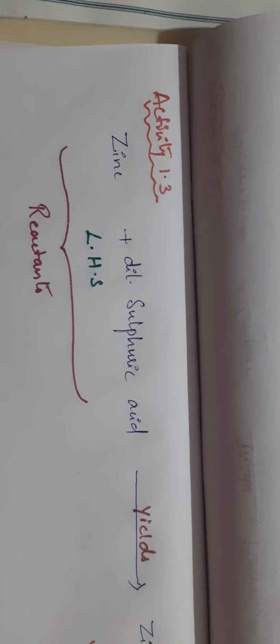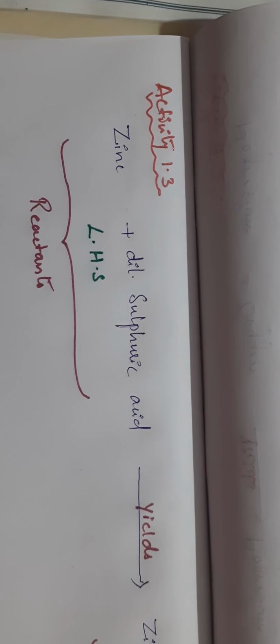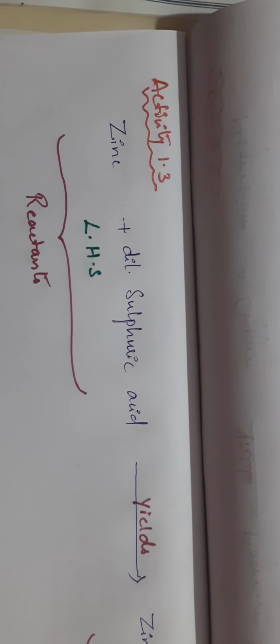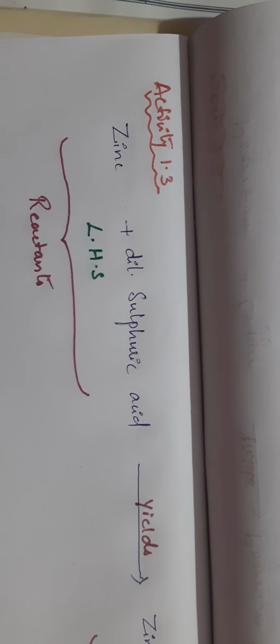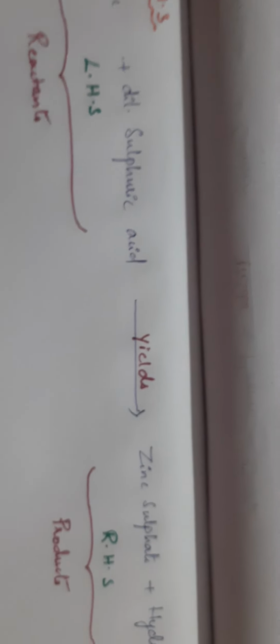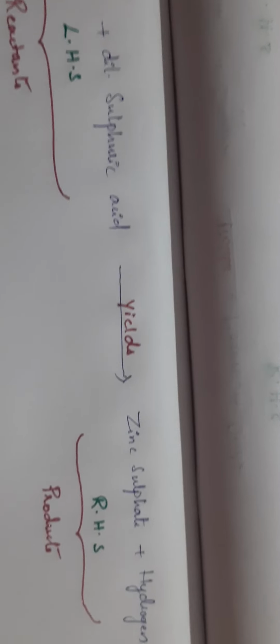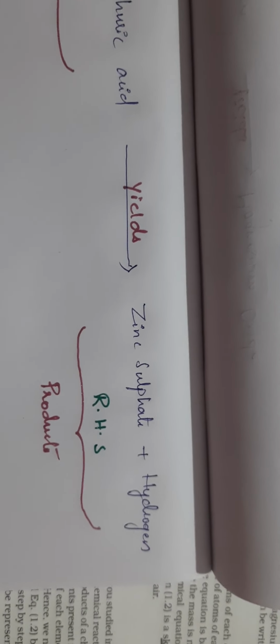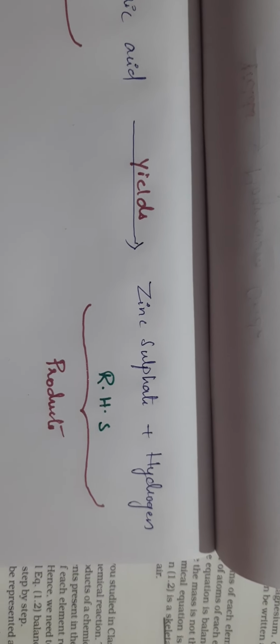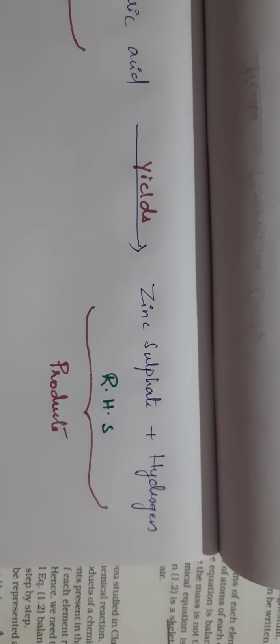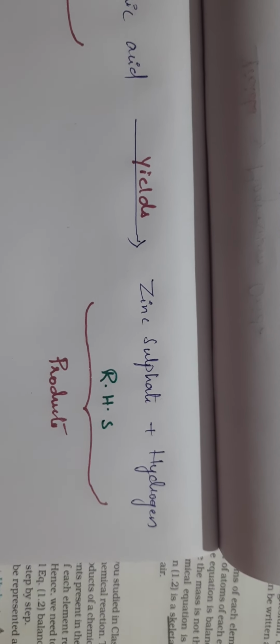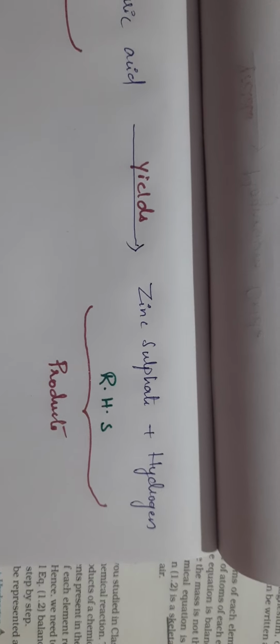When dilute sulfuric acid is poured onto zinc granules, they react very fast and hydrogen gas is released. So that's what it says. These two reactants yield, or give rise to, two products: zinc sulfate and hydrogen gas. They're separated by a plus sign, and the products are written on the right-hand side.